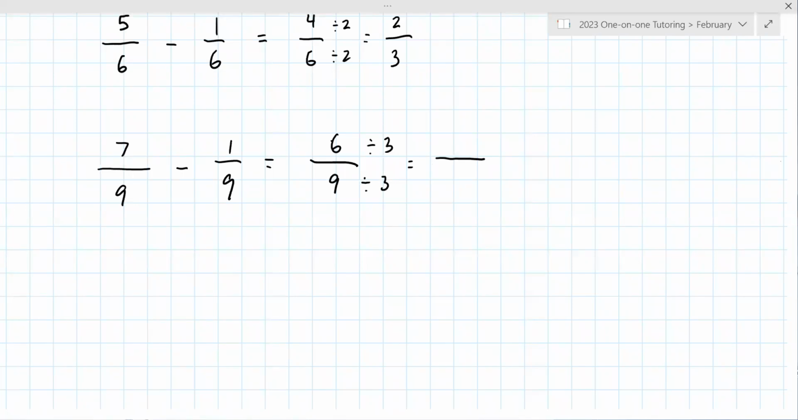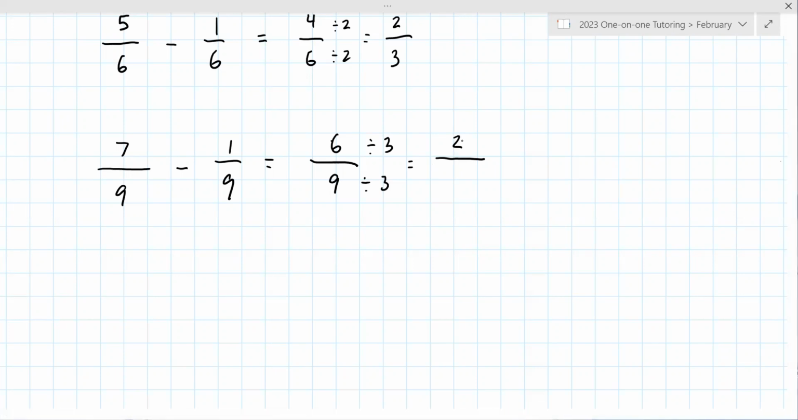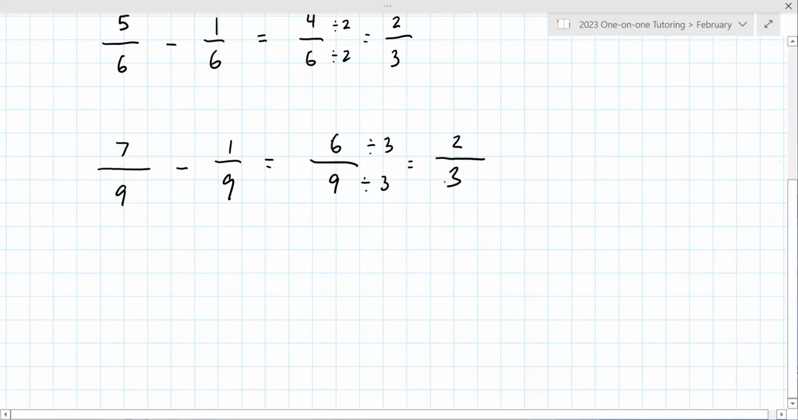So 6 divided by 3 is 2. And 9 divided by 3 is 3. You've got to say divided by 3. Yes. So the order matters, left to right. Okay.